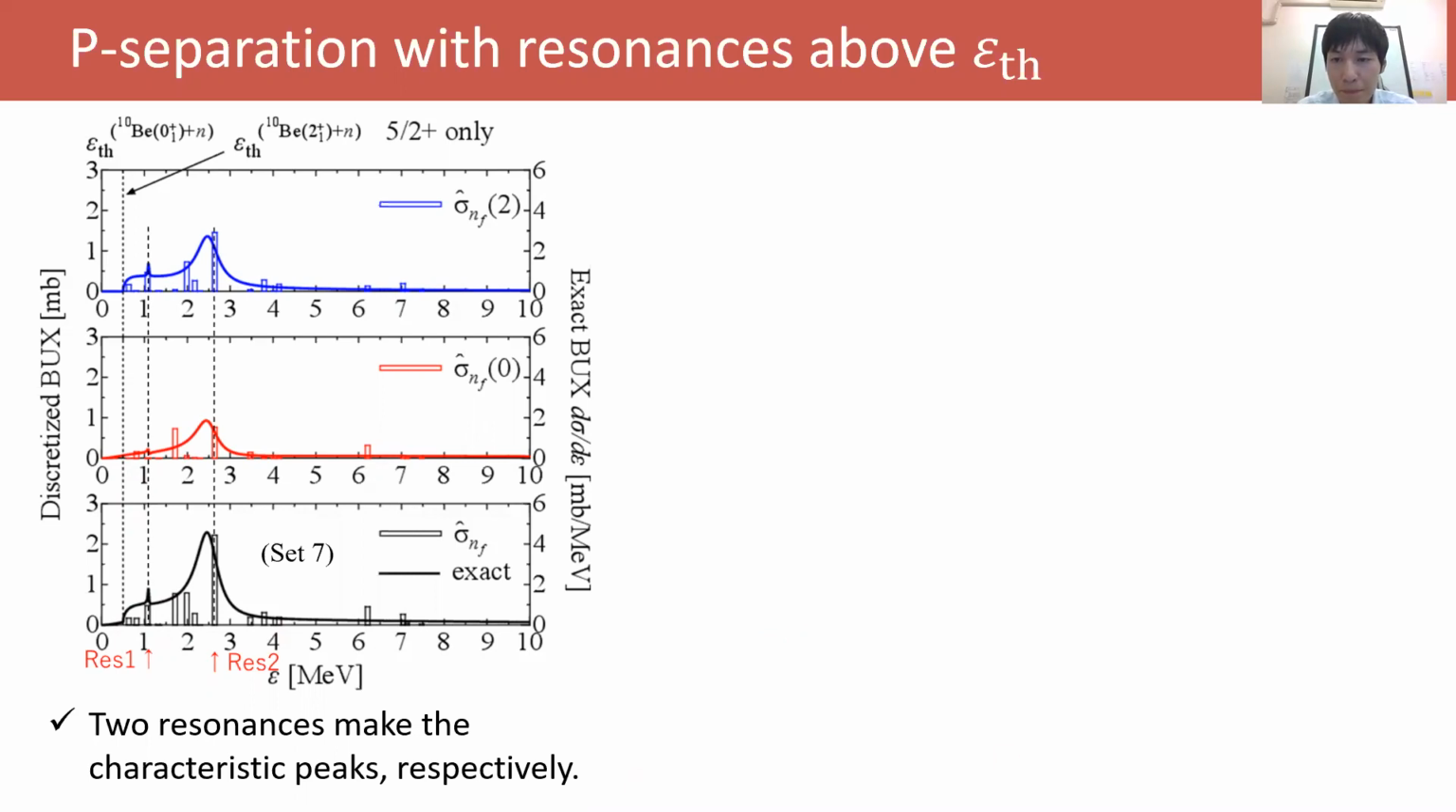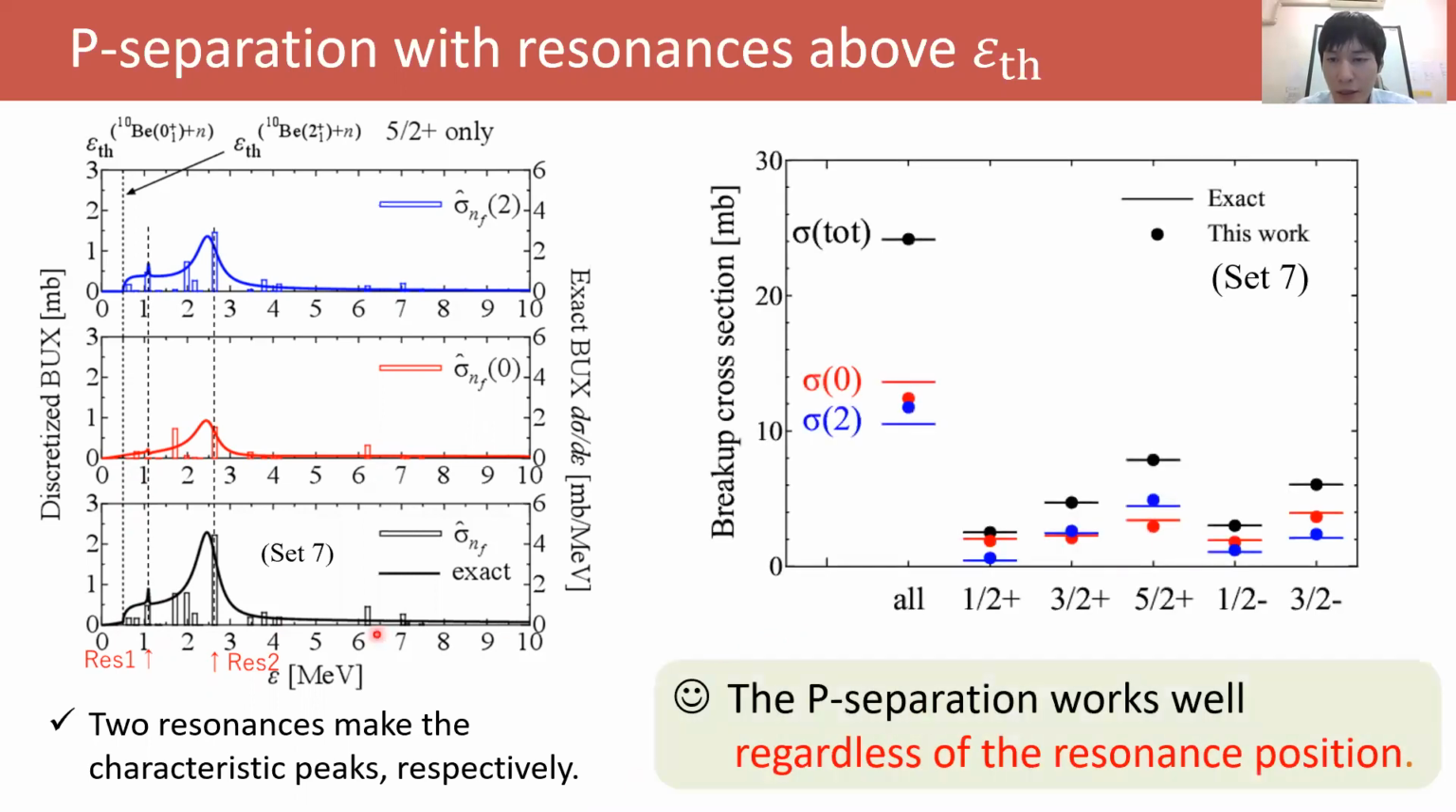However, these two resonances are well decomposed by the P separation like this. So please look at the 5/2+. As you can see, the inversion of the core ground and core excited breakup cross sections is nicely reproduced by the P separation. So we can say the P separation works well regardless of the resonance position.